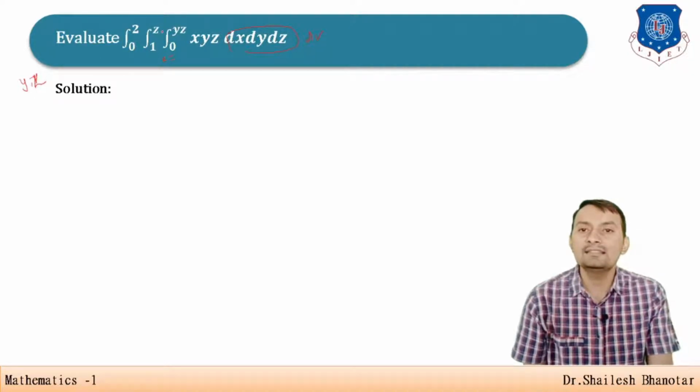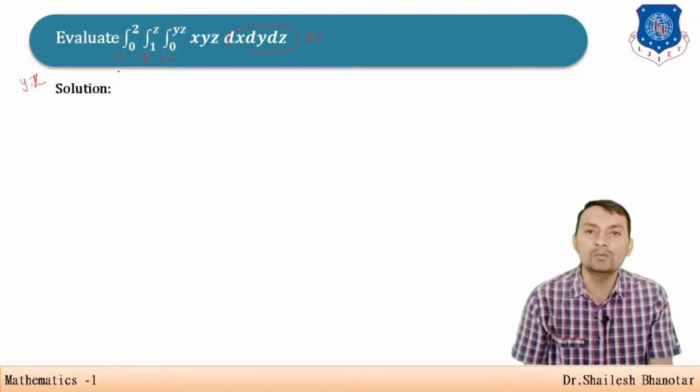In this case we can see that 1 to z is there, so it is not considered as the limit for z. Instead I have to consider this as the limit for y, that is 1 to z, and then I will consider the remaining variable. So z is 0 to 2. In that case it will be very easy to integrate, first with respect to x, then with respect to y, and then with respect to z.